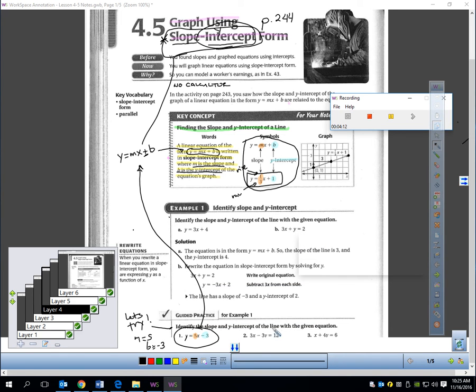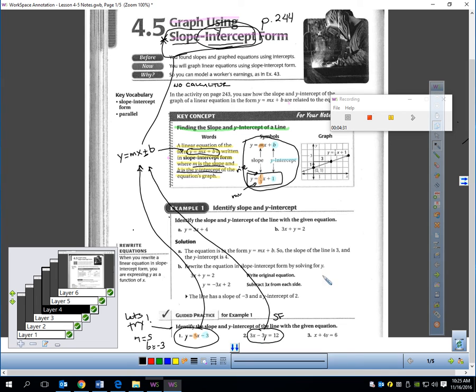Let's look at this one. I want to find the slope and y-intercept. So here's the first question. Is this problem in that form? I hope you're noticing, wait a minute, that's not slope-intercept form. I'm going to put, this is standard form. Well, I can't get slope and y-intercept out of standard form. I have to rewrite this in that form.